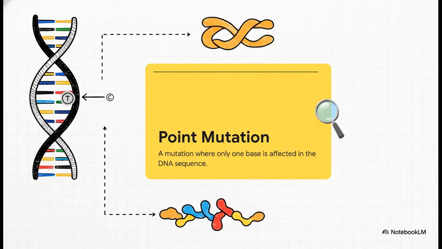One of the most common types of typos is a point mutation. This is where just a single letter, a single base in the DNA gets changed.